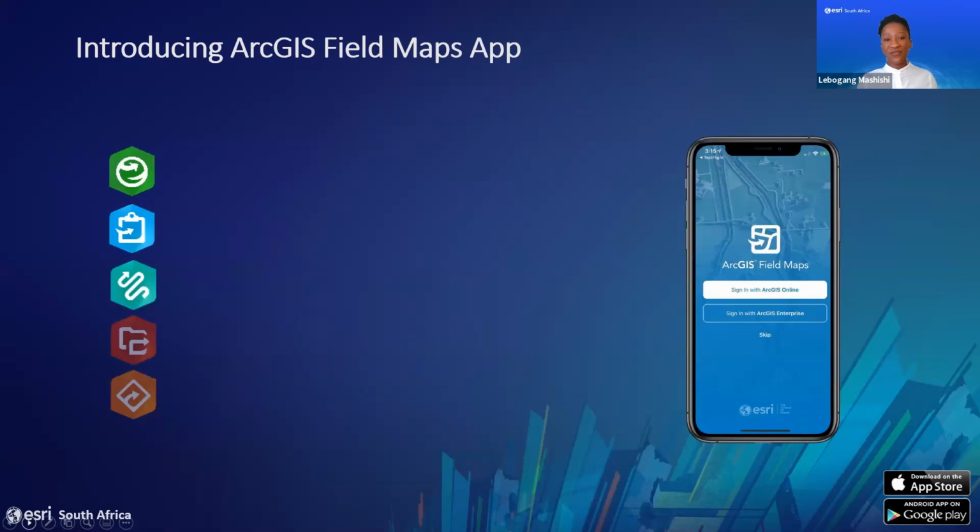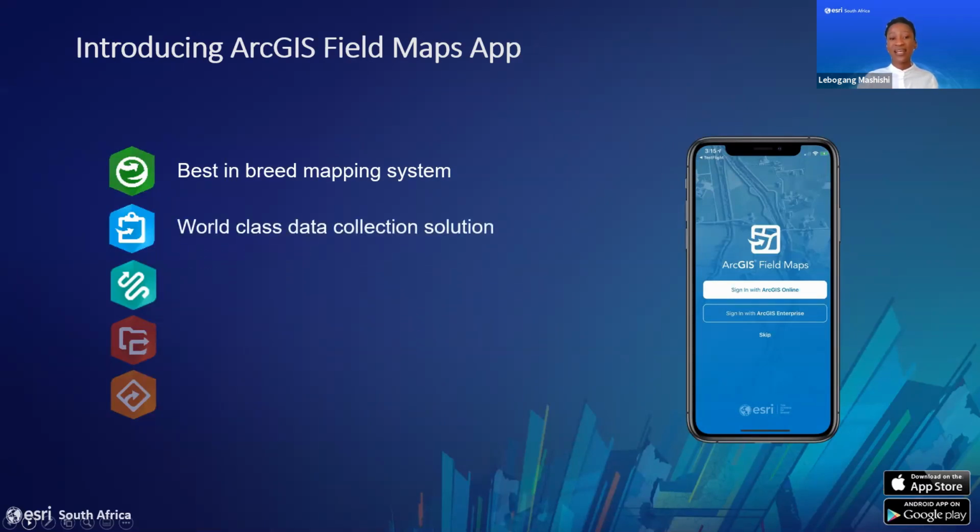So really, what does Field Maps actually give me, right? The first thing that Field Maps gives me, from the world of the Explorer application, is the best-in-breed mapping system. I can open my map on the field, I can click on a feature, open a pop-up, start doing markups, literally just exploring rich information that I have on my maps. The second thing that it gives me is a world-class data collection solution. So just like Collector for ArcGIS, I am able to capture points, lines, polygons. I can attach videos, sounds, PDF files, or images when I'm on the field. But we're going to be showing you guys all of that a bit later on.